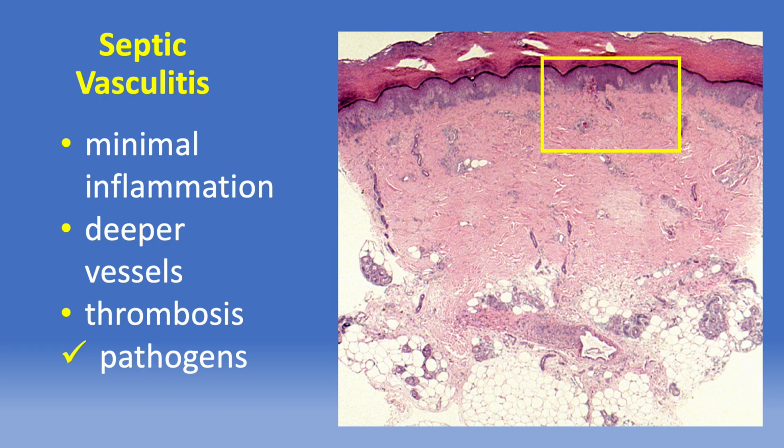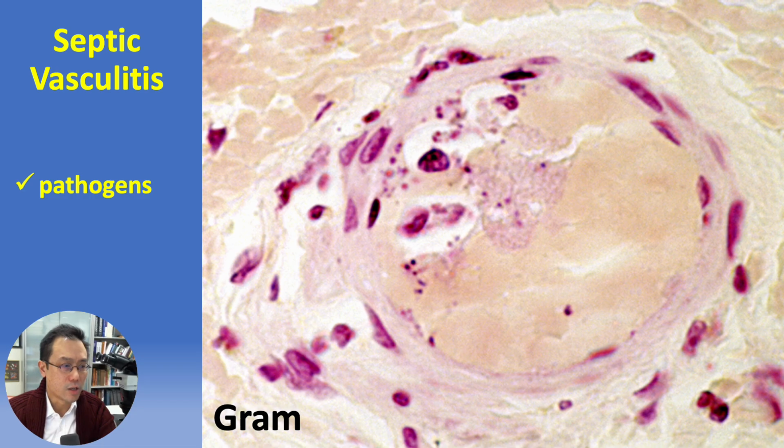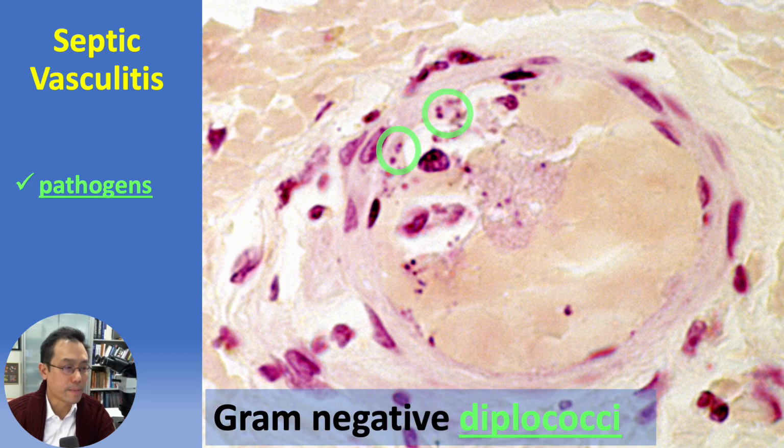The histologic spectrum of septic vasculitis is somewhat similar to that of levamisole, with a tendency towards fibrin, thrombi, and vascular necrosis in a relatively sparse inflammatory setting. The key difference being, of course, that pathogens are present in the affected vessels. Generally not identifiable on routine H&E stain sections, but identifiable with gram stains, in this case, the gram-negative diplococci of meningococcemia.